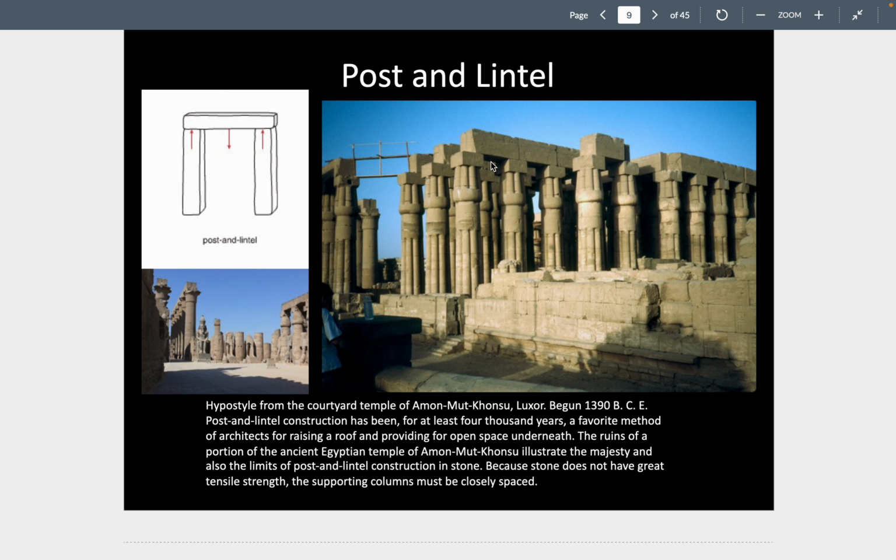And notice that the stone, because it doesn't have a lot of tensile strength, you have to put the columns very close to each other, or these massive stones would crack and break. So there's no way that they could last. So that is also something that must be considered in this kind of structure.